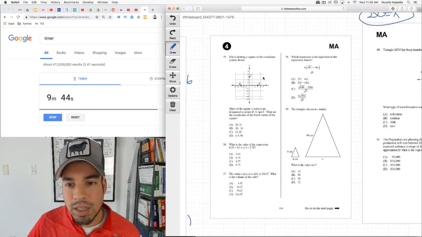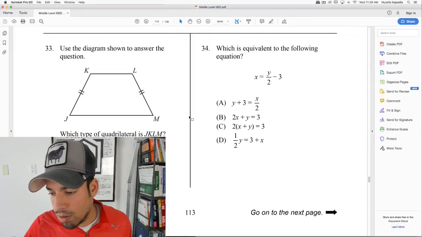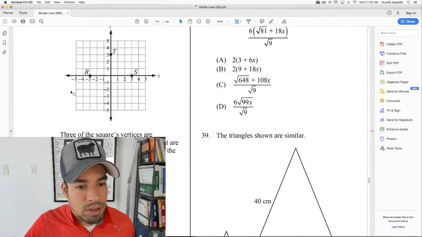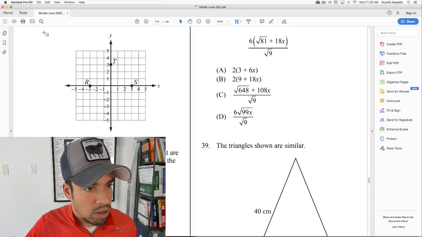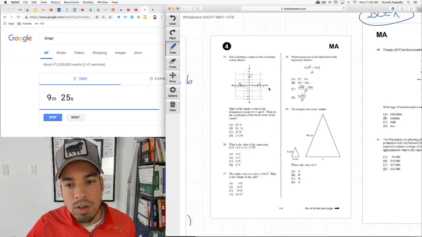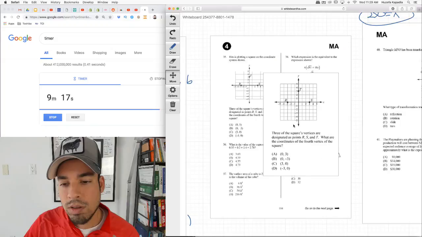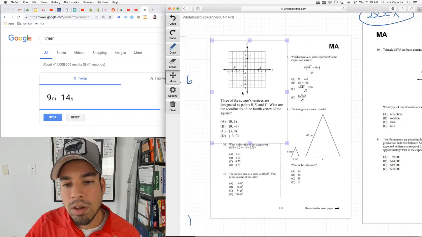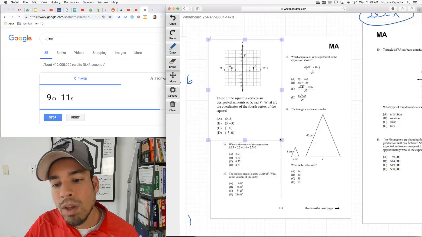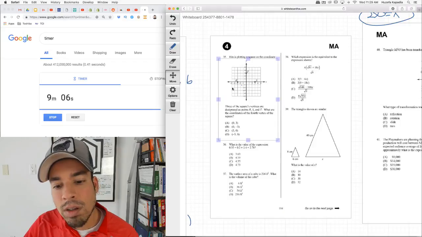35, Rita is plotting a square on the coordinate system. Okay, so we got a coordinate here, here, here. You know what? I'm going to take a screenshot because the precision matters. We only got 9 minutes left, so we're a little tight. Let's see. Here we go. Actually, why don't we just keep it up here? It looks a lot better now.